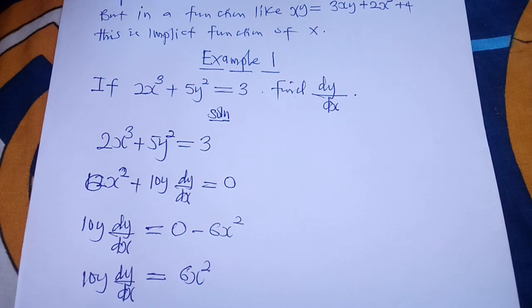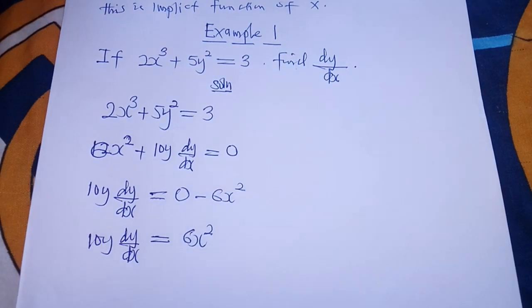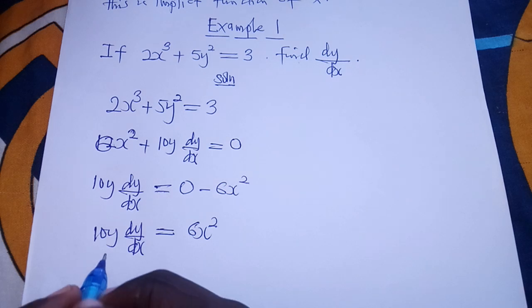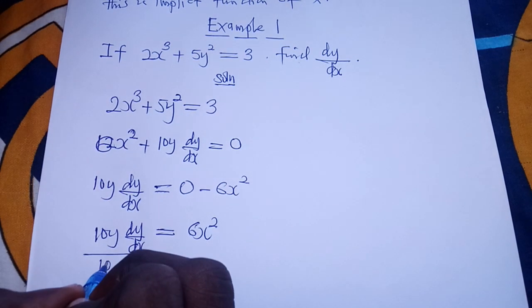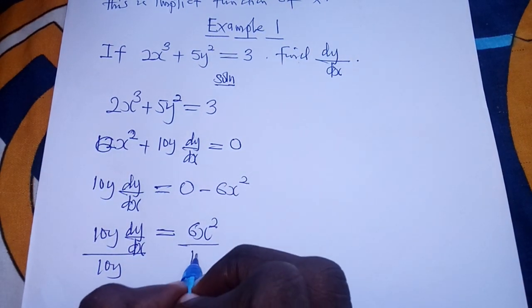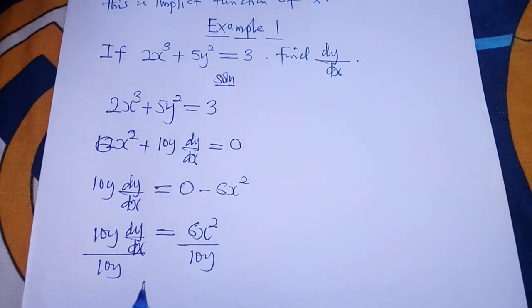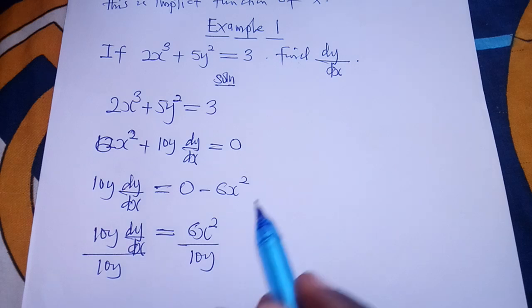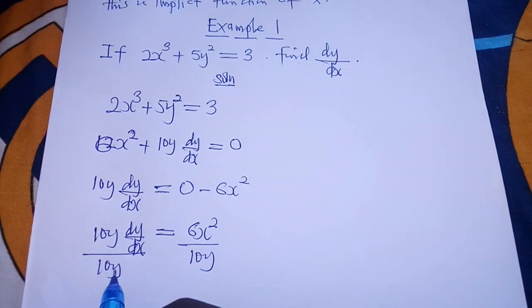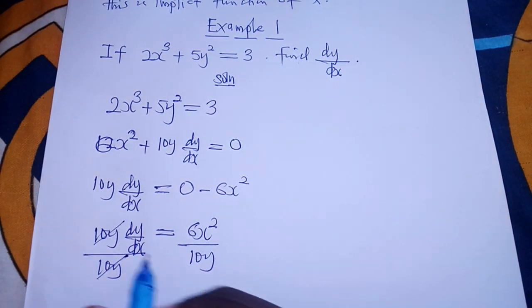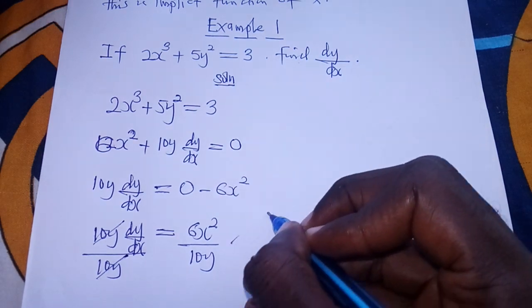Then what are we to do? We just need to divide both sides by 10y, because we want to make dy upon dx the subject, because that is exactly what we are asked to find. Then this cancels this one. Then what remains, we can see it continues from this point.